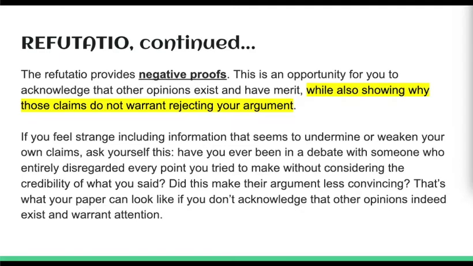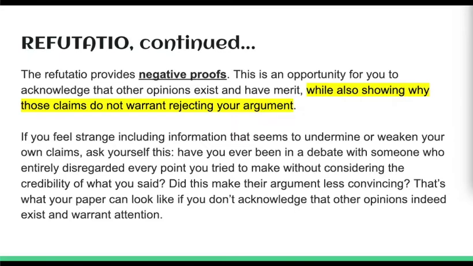This is an opportunity for you to acknowledge that other opinions exist and have merit, while also showing why those claims don't warrant rejecting your argument. So you don't have to entirely disprove every single counterclaim, but what you have to do, like I've highlighted, is show why they do not warrant rejecting your argument.